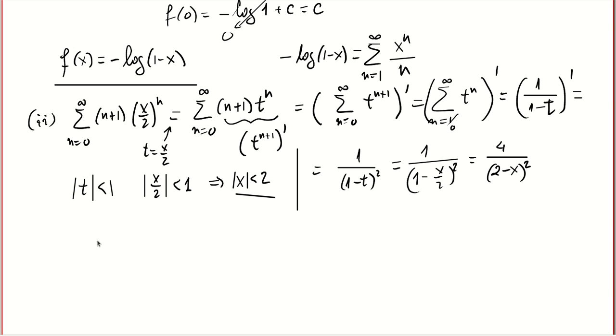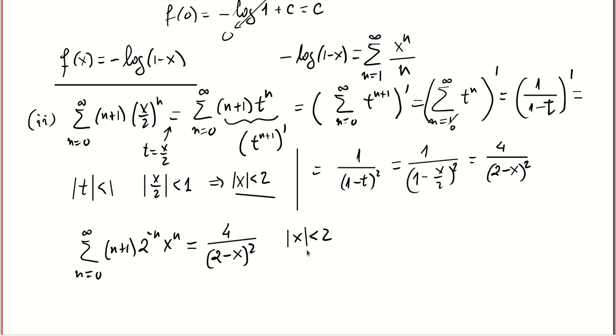All right, so that is the sum of this series. The sum of n plus 1 times 2 to the minus n times x to the n is equal to 4 over 2 minus x squared. And the convergence happens when the absolute value of x is smaller than 2.